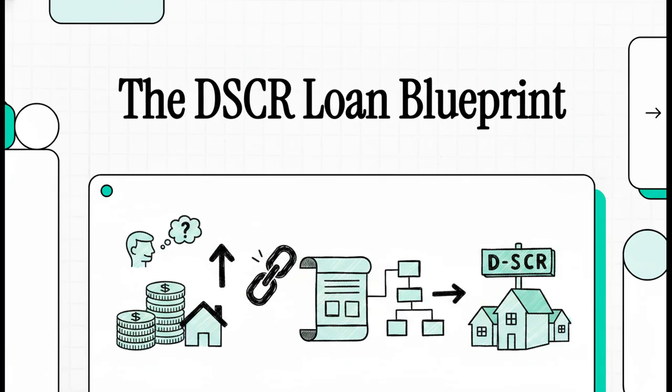Welcome to The Explainer. So, have you ever hit that absolutely maddening point where you're ready to buy your next rental property? You have the capital, you found an amazing deal, but then suddenly your personal income completely caps your ability to grow. It's a super common roadblock, but today we're breaking down the exact blueprint to bypass it. We are talking all about DSCR loans.